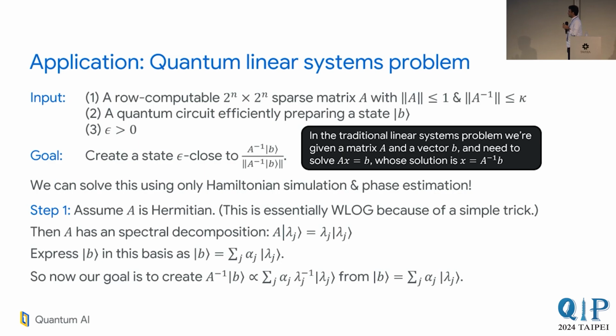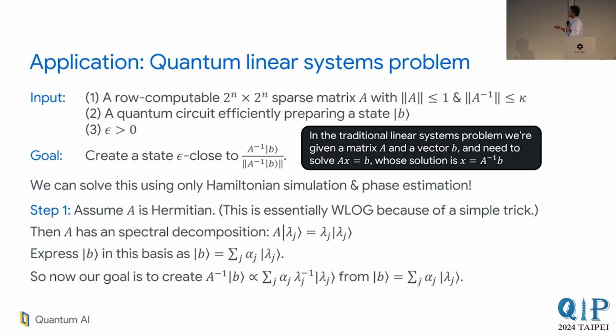A is Hermitian. Therefore, A has some spectral decomposition. I'm going to call its eigenvectors ket lambda j, and its eigenvalues lambda j. So we're trying to implement this guy, A inverse times ket B. So let's express ket B in this eigenbasis of A. That's a full set of eigenvectors, so I can express any vector as a linear combination of these eigenvectors, and I'm going to call the coefficients alpha j.